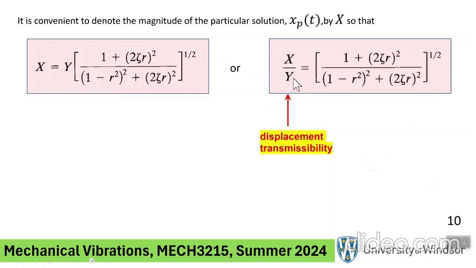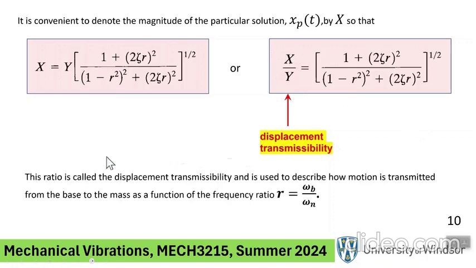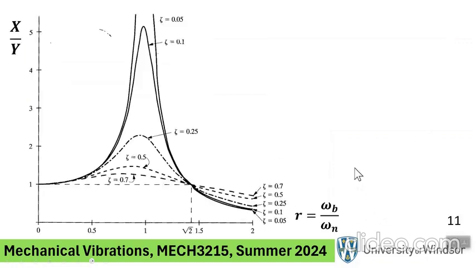In other words, what is the amplitude of the mass motion in terms of the amplitude of the base motion? Big Y is for the base. Big X is the amplitude of the vibration of the mass. And remember, this r is omega_b over omega_n. Now, it can be plotted. It can be plotted like this, right?